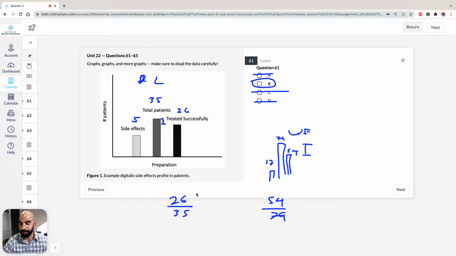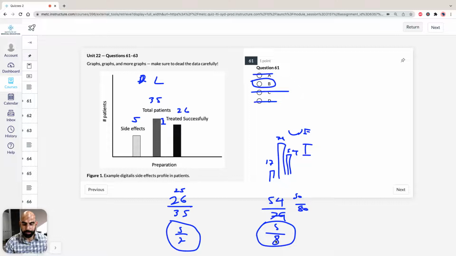I mean, in the exam, again, it's however you want to answer it, you find the way that works for you. But let's say 26 on 35 is about 25 on 35. So that's about 5 on 7. And on this side, we've got 54 on 79. It's about 50 on 80. Let's say 50 on 80. So it's about 5 over 8.